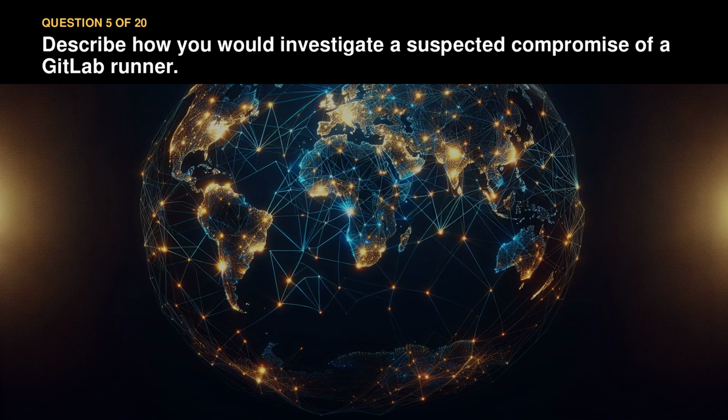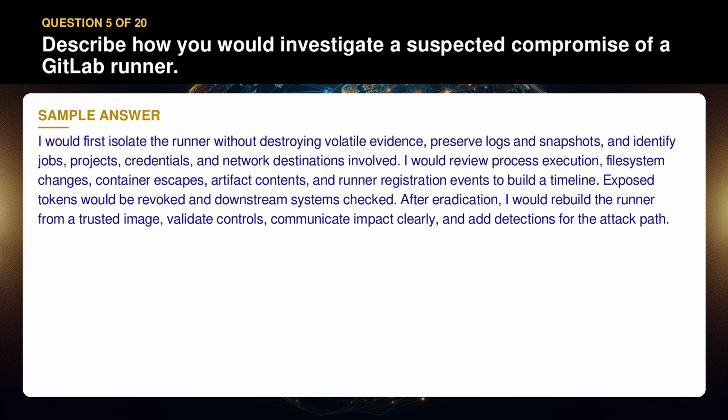Question 5. Describe how you would investigate a suspected compromise of a GitLab runner. I would first isolate the runner without destroying volatile evidence, preserve logs and snapshots, and identify jobs, projects, credentials, and network destinations involved. I would review process execution, file system changes, container escapes, artifact contents, and runner registration events to build a timeline. Exposed tokens would be revoked and downstream systems checked.